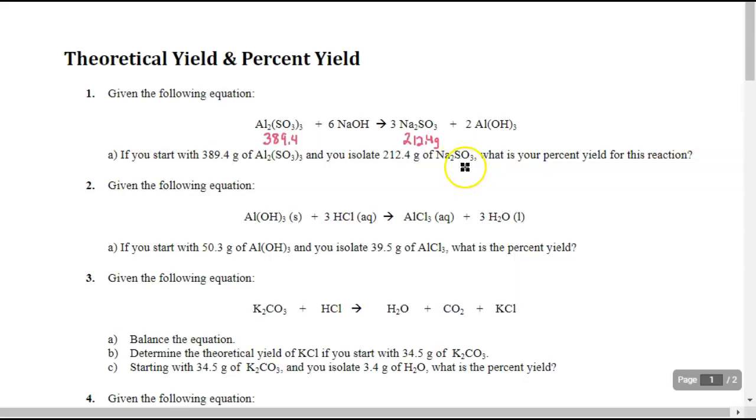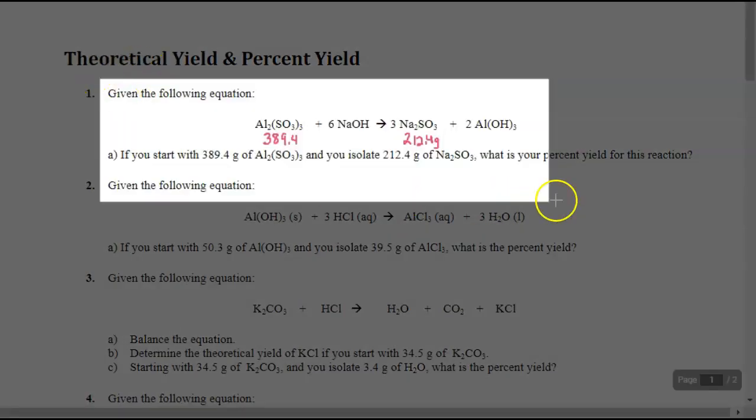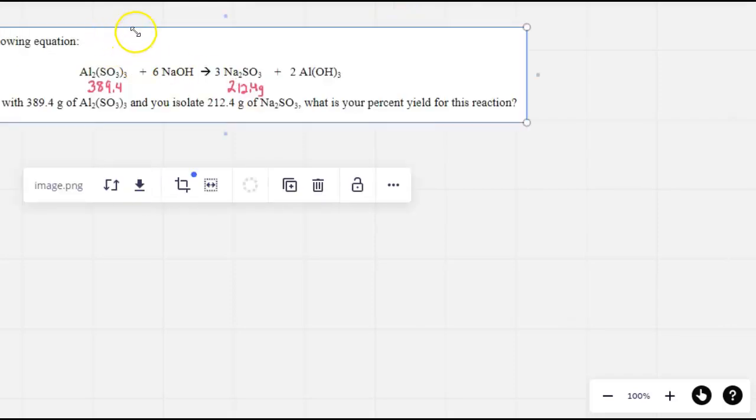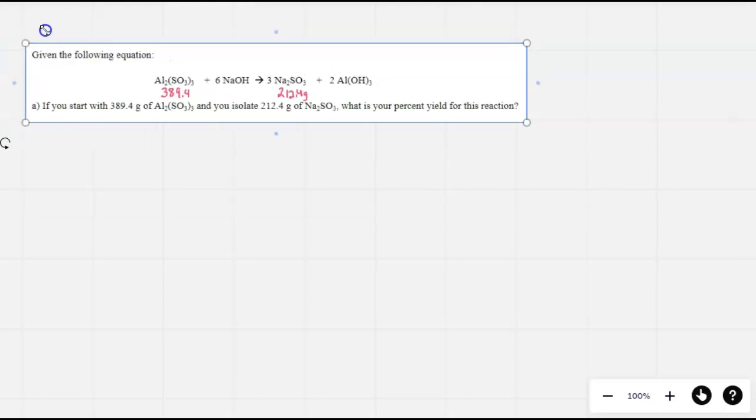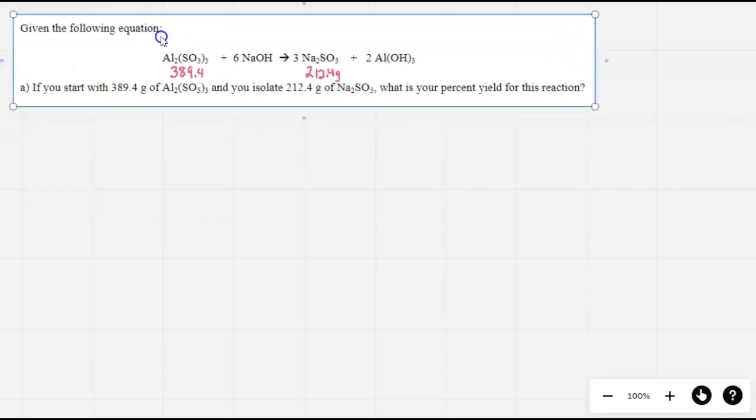So let's go ahead and work this out. Actually, I'm going to try something real quick. See if I can copy this over. Oh, it actually worked. Wow. That's handy, because now I don't have to keep switching back.